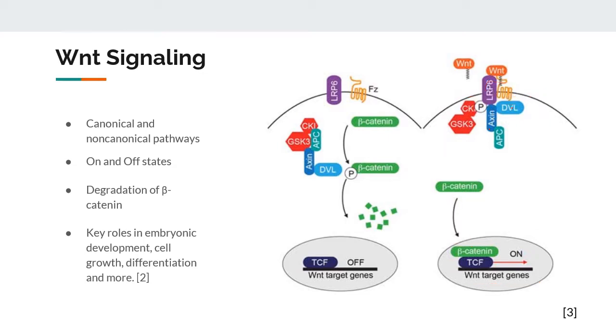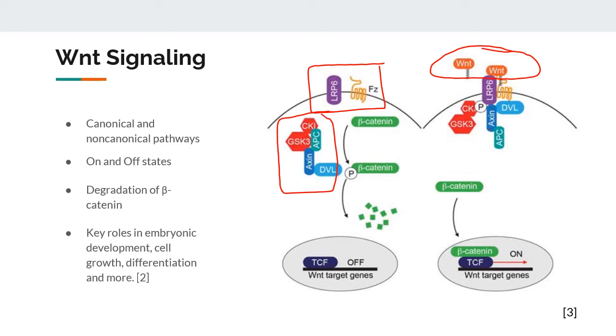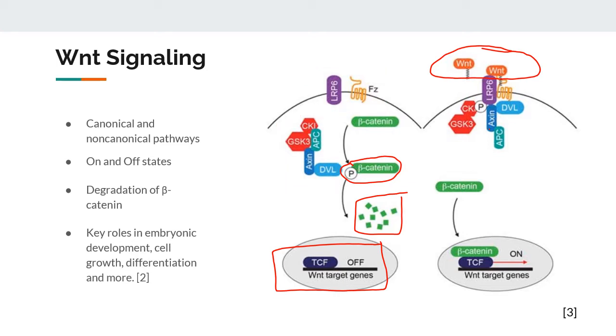So this is the off state, when this Wnt ligand is not available. Here you can see it's empty, and this destruction complex now targets the beta-catenin that's available and phosphorylates it, which then triggers it to degrade. So now it's no longer usable. So now this nucleus is turned off, so nothing will happen in this case.